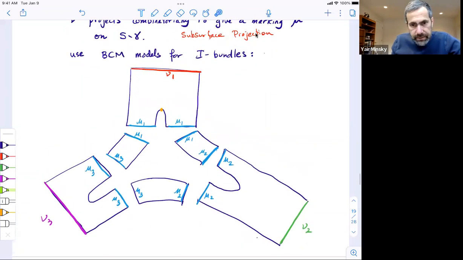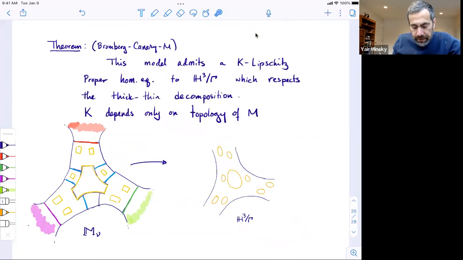I've left everything kind of unsaid, but there's some process like this which I claim produces a model. And the theorem about this model that we can currently establish is this: it admits a K-Lipschitz proper homotopy equivalence to the hyperbolic 3-manifold, which respects the thick-thin decomposition, and the K, in the same kind of uniformity as before, depends only on the topology of the manifold and not on the geometry or the combinatorics of the data.